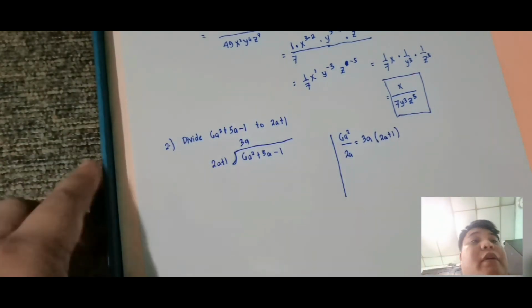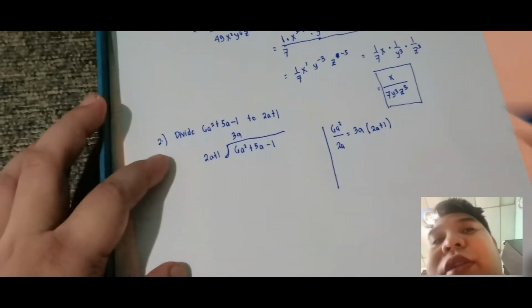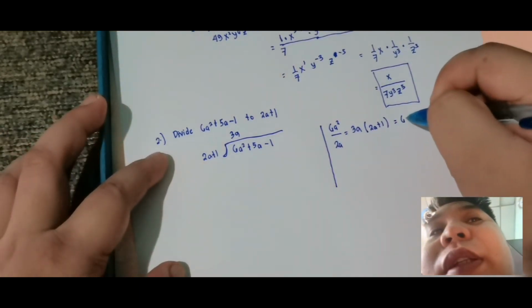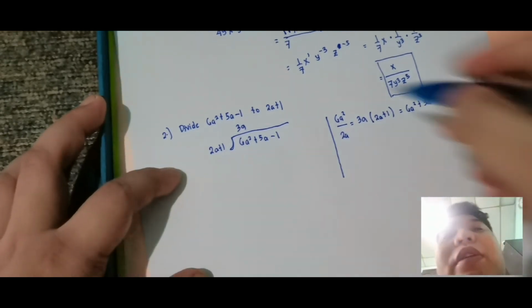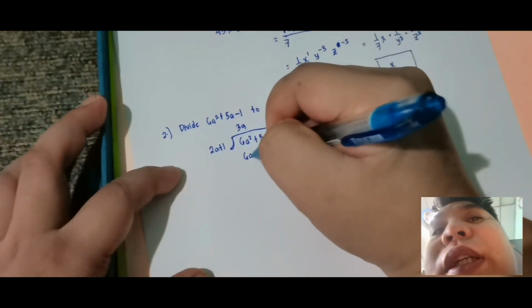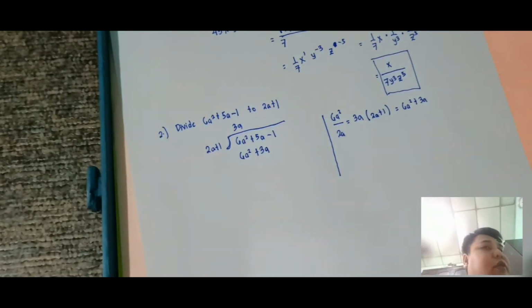Susundan mo yung process na ginagawa ko. Yung 3a na yan, ipinang-multiply ko sa 2a plus 1. So, this is equal sa 6a squared plus 3a. Tama ko. So, ilalagay ko dito si 6a squared plus 3a. Okay, so, ayun na nangyari.